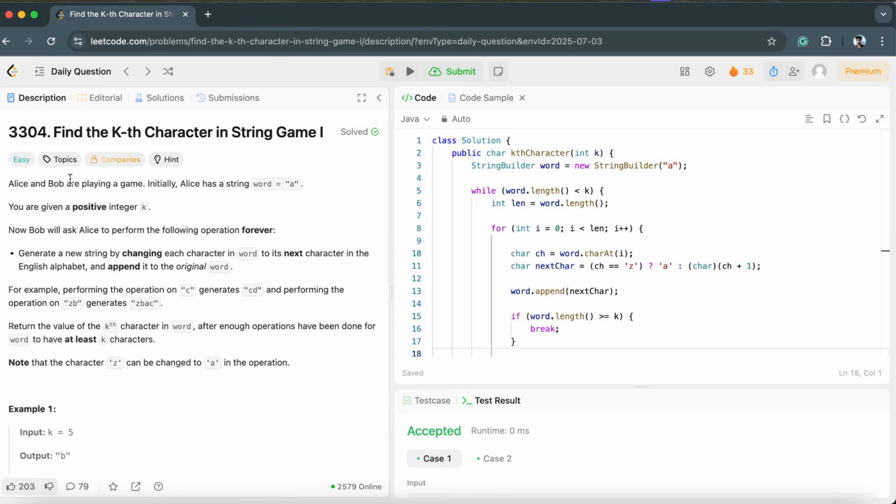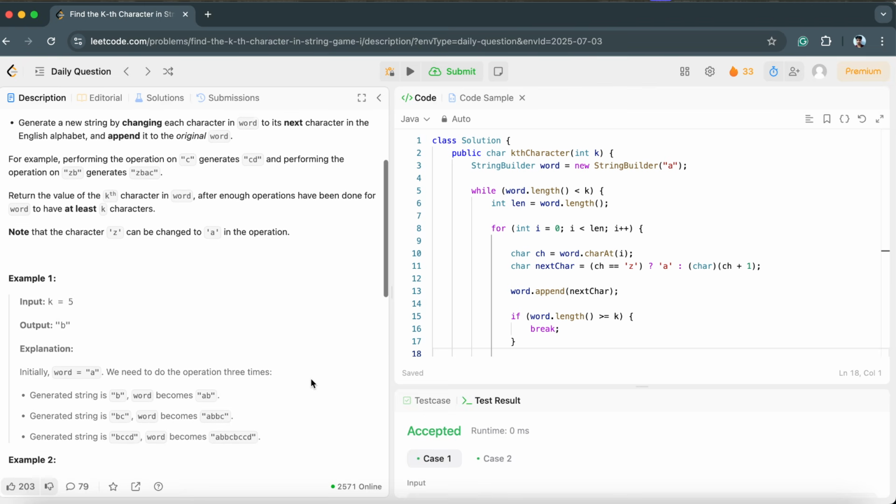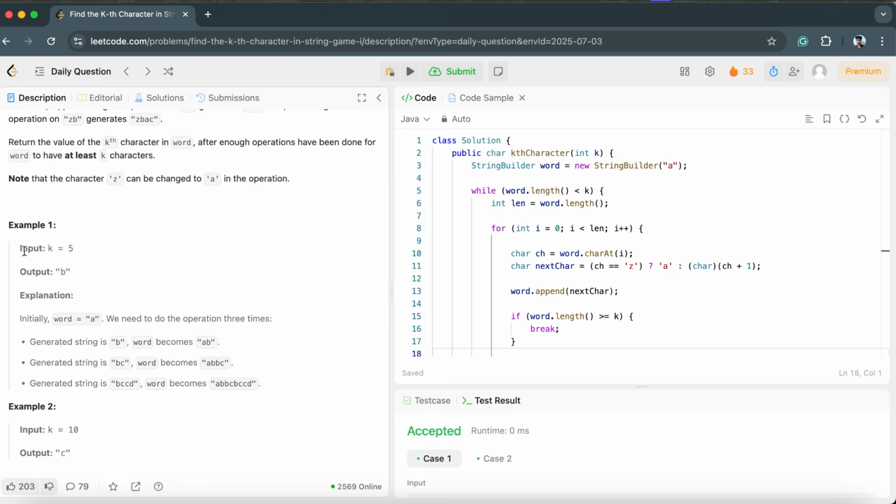So in this video, I'll be covering this LeetCode Problem 3304, Find the kth character in a string game 1. You can pause the screen and read the problem statement. I'll directly explain what it is basically trying to say. So let us try to take this example.